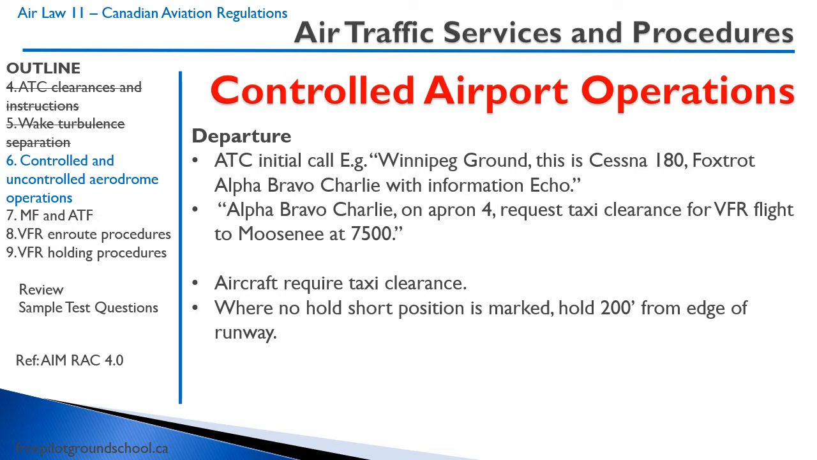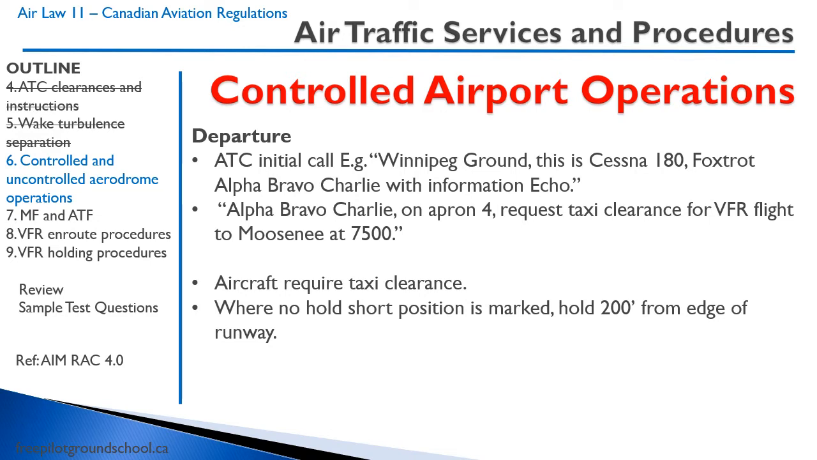At that point, they will come back and give you a taxi clearance, such as saying Alpha Bravo Charlie, taxi Alpha Bravo, hold short runway 36. Something along that line. They might give you a squawk code. They might ask a clarifying question or something like that. However, once you get this clearance, you have to comply with it and taxi as directed.